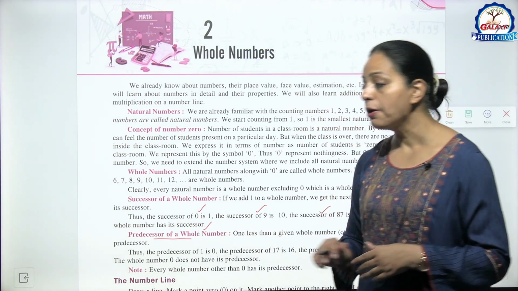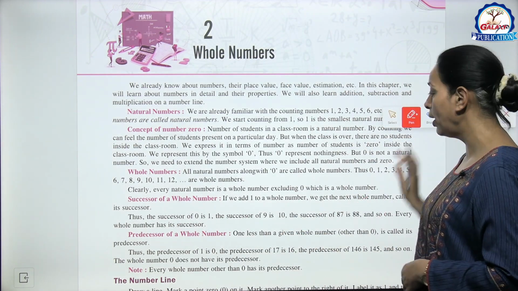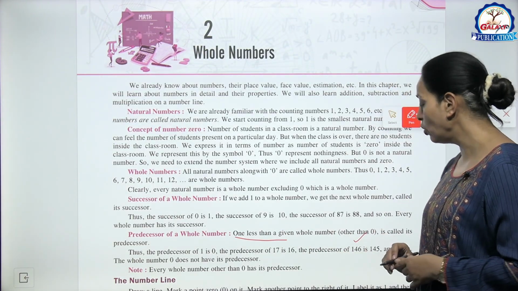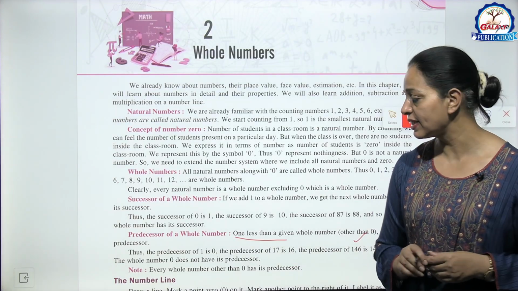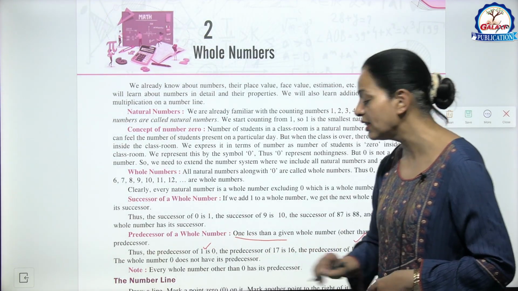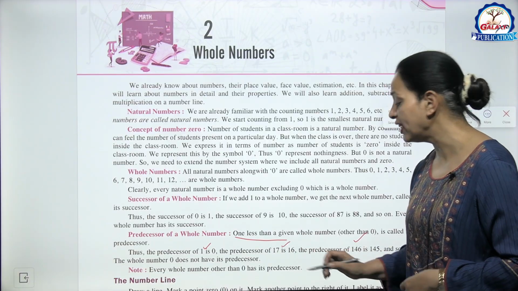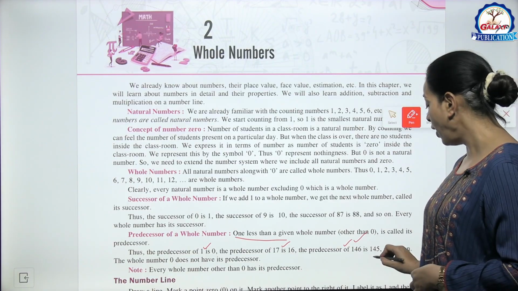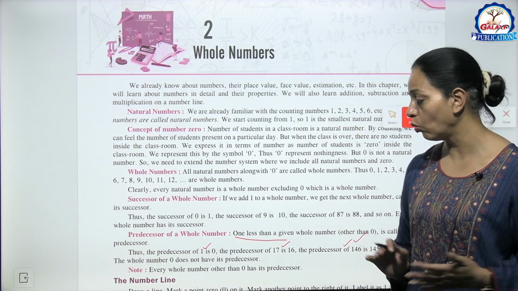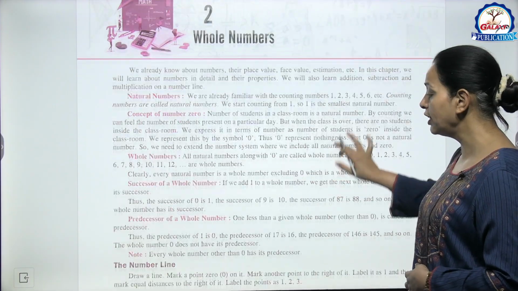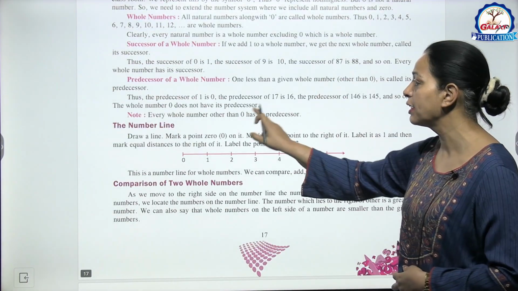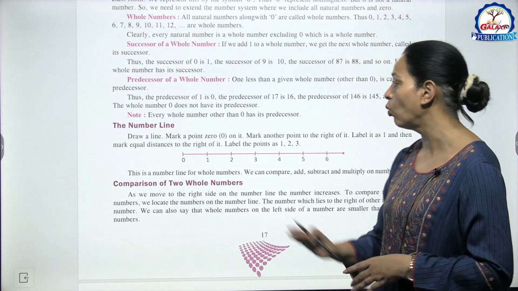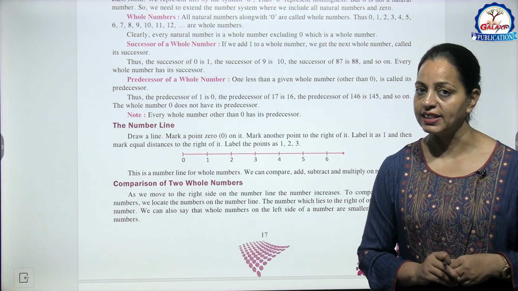Now, the next is the predecessor of a whole number. One less than a given whole number other than 0 is called its predecessor. Thus, the predecessor of 1 is 0, the predecessor of 17 is 16, and the predecessor of 146 is 145, and so on. So, the whole number 0 does not have a predecessor. So, every whole number other than 0 has its predecessor, right?